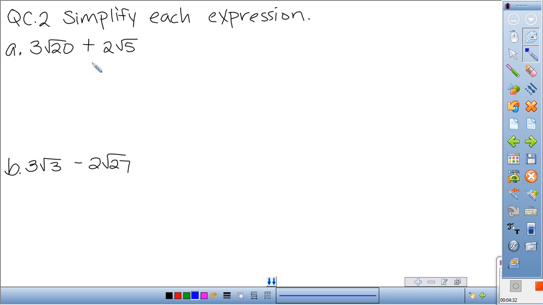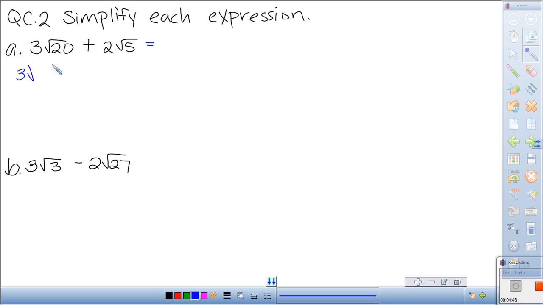Okay, let's look at a couple more of those. The same thing. The square root of 20 and the square root of 5, those are not like radicands. But since 20 is kind of a big number, I'm thinking I can probably simplify that to end up with like radicands. So that's what I'm going to do.